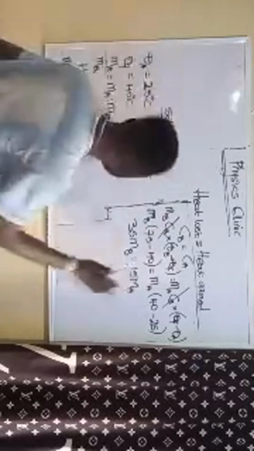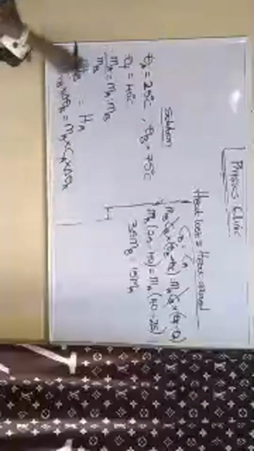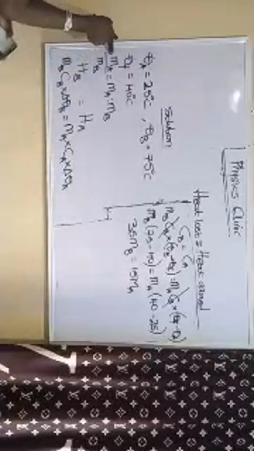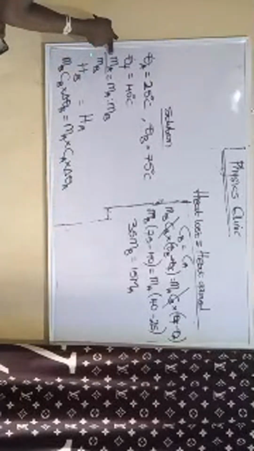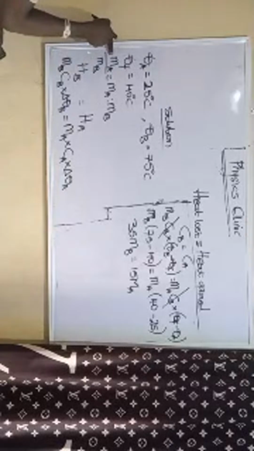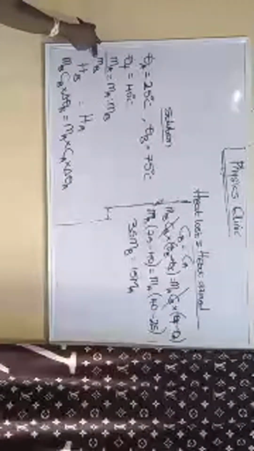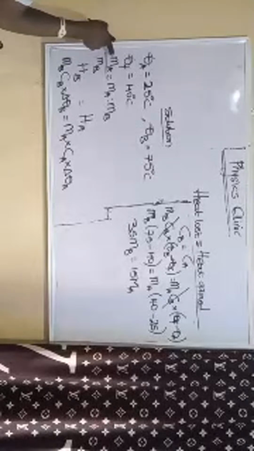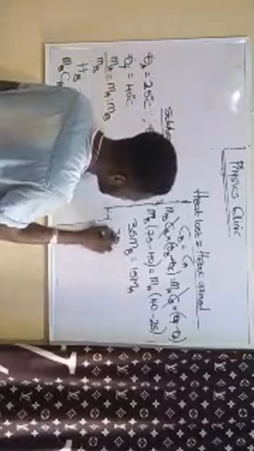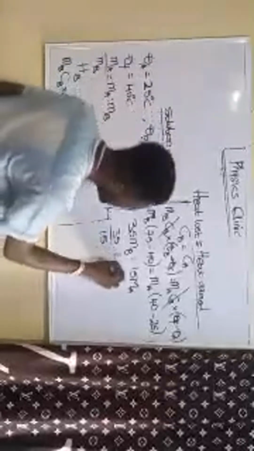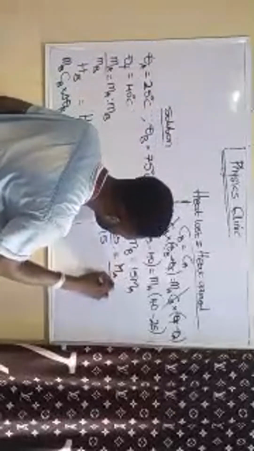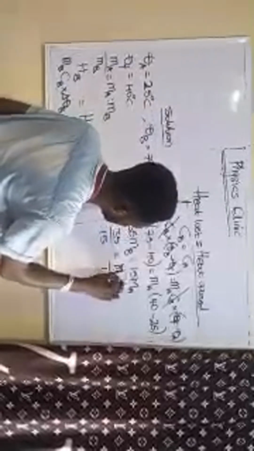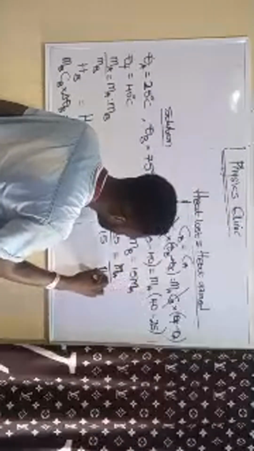So if this is true, what am I looking for? I'm told to find the ratio of the mass of water in tap A to the mass of water in tap B. So I'm looking for MA over MB. If I do that, I'm going to get 35 over 15 equal to MA over MB.